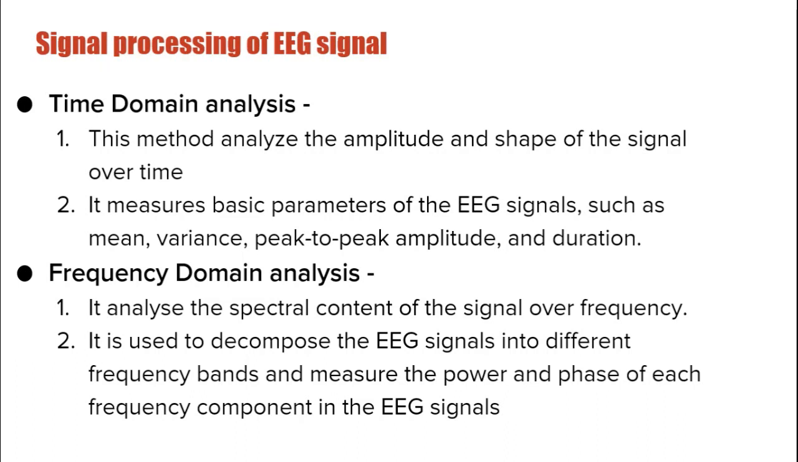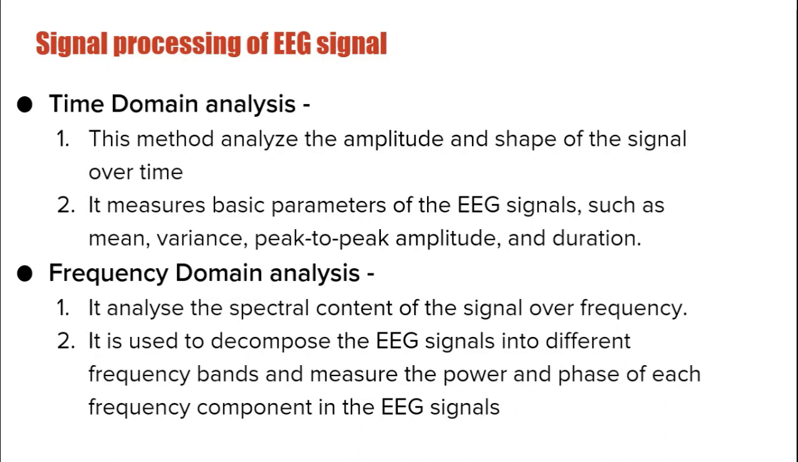Second is the frequency domain analysis. What do we do in frequency domain analysis? We analyze the spectral content of the signal over frequency. It is used to decompose the EEG signal into different frequency bands, and then we get the power and the phase of each frequency component of the EEG signal.